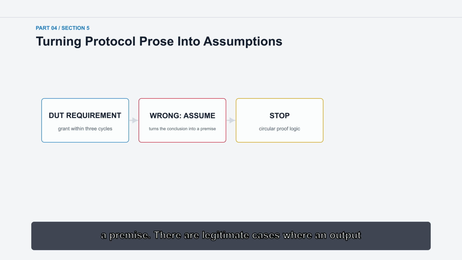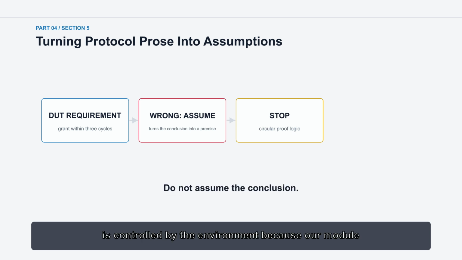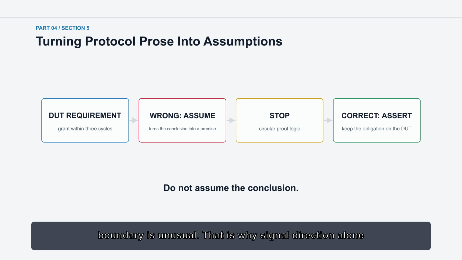There are legitimate cases where an output is controlled by the environment because our module boundary is unusual. That is why signal direction alone is not enough. Ownership comes from architecture, but for this arbiter, grant belongs to the DUT.